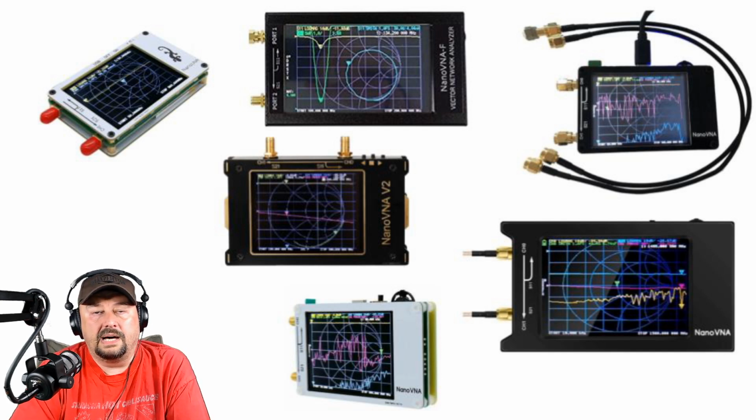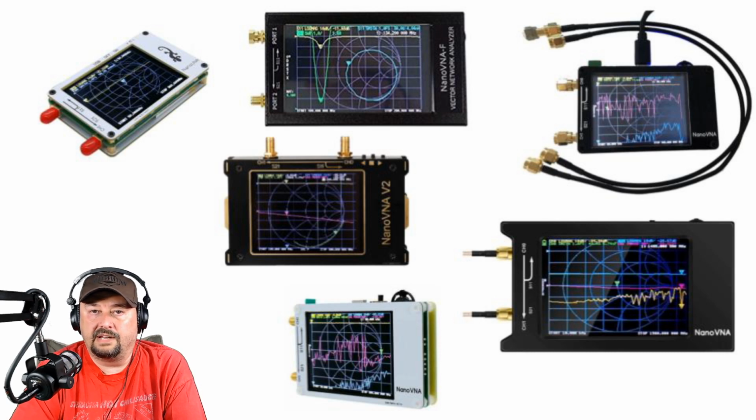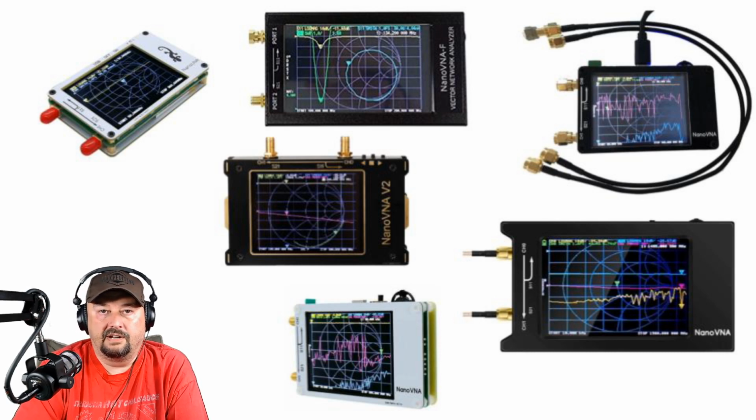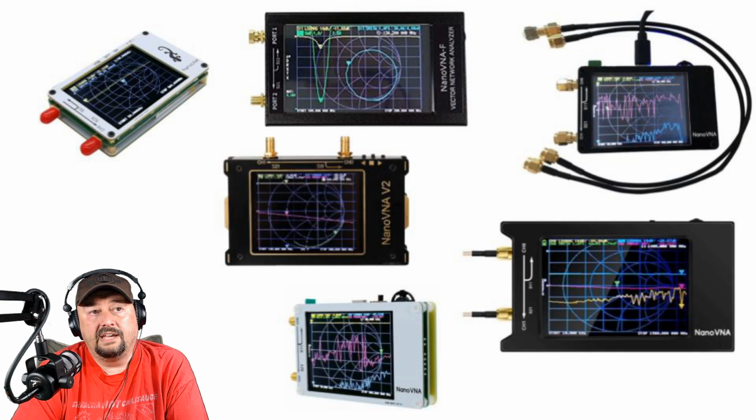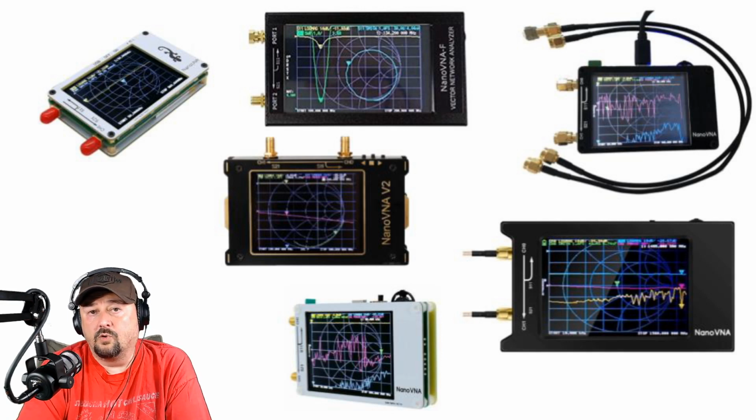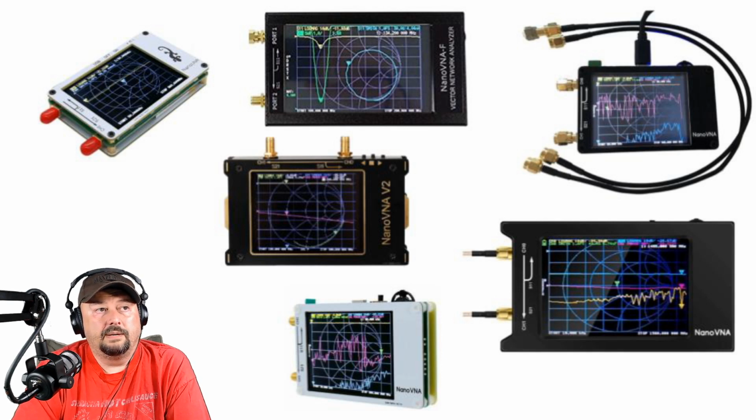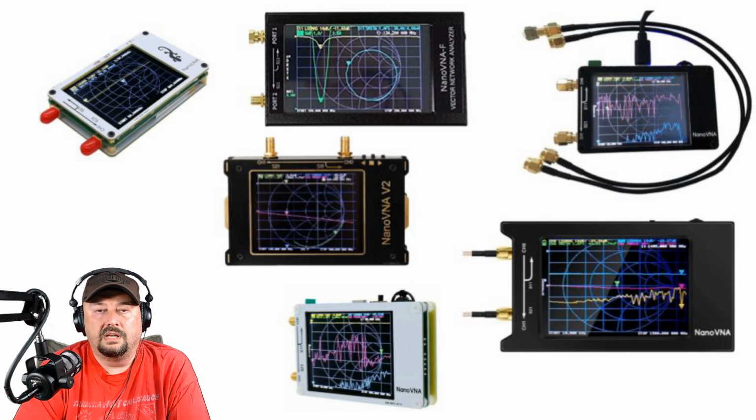And when you take a look at the models, you really have the original NanoVNA and then the clones of the original NanoVNA. The NanoVNA-F, which is a 4-inch model, the NanoVNA-H4, which is a 4-inch model. And then the new one in the center screen, the NanoVNA V2. And we're going to talk a little bit about these models and the differences and why you would choose one over another.